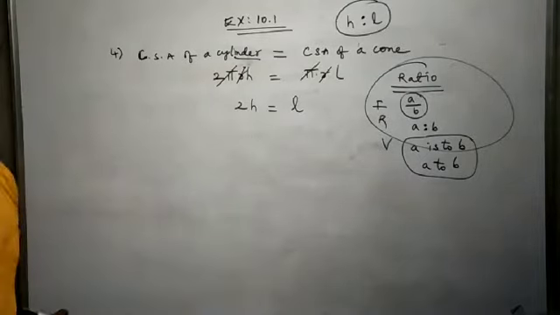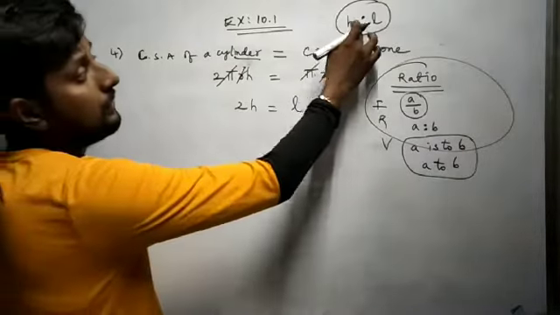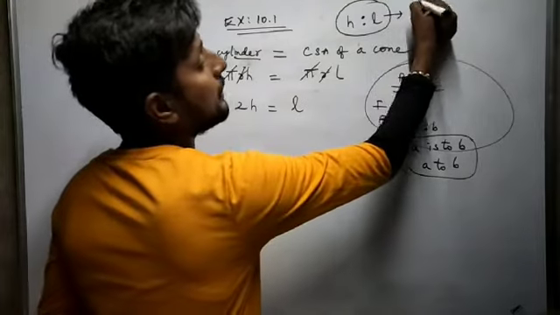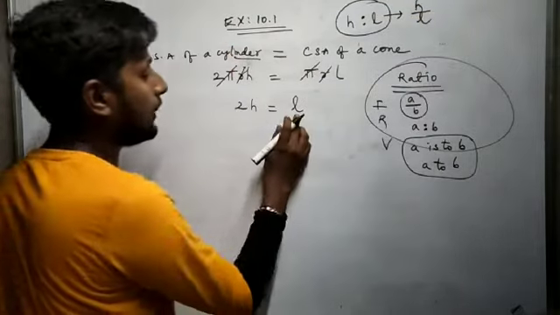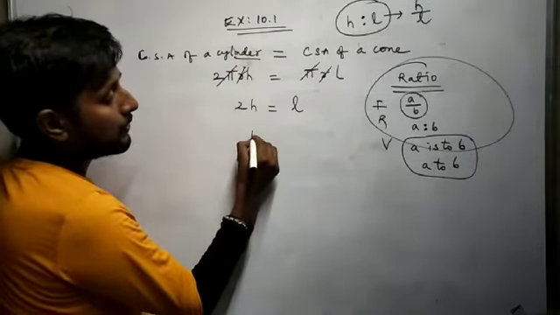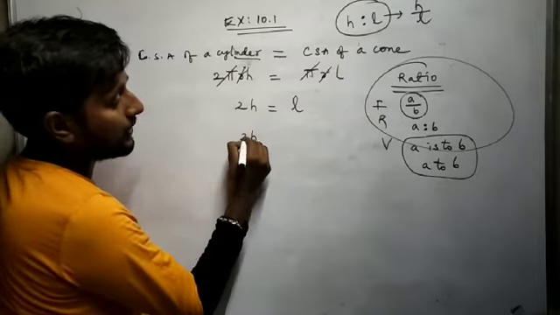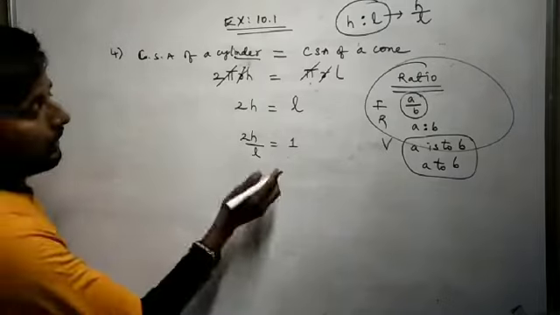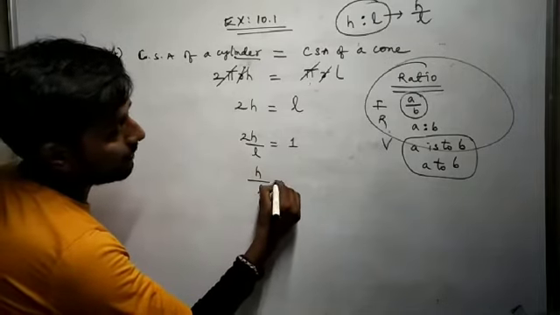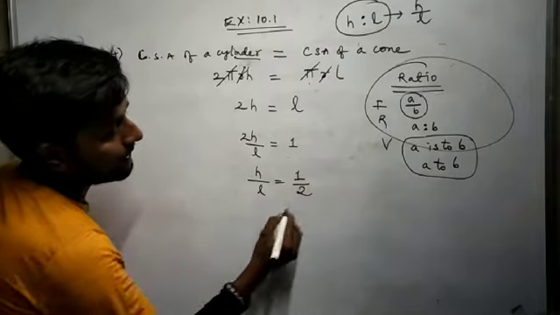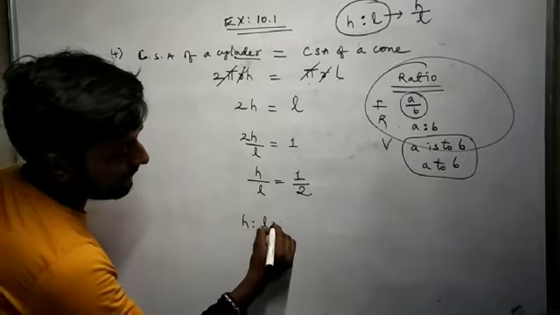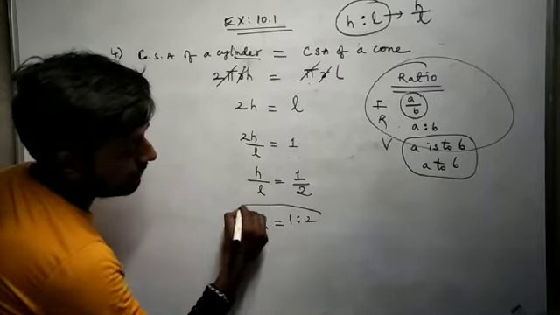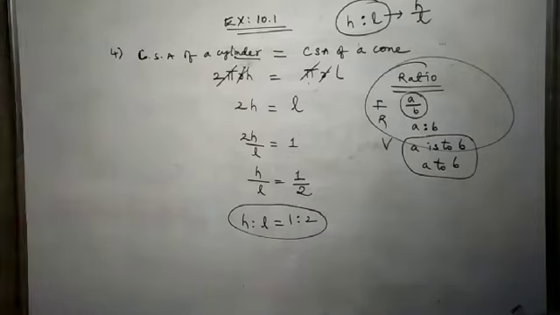Correct? So now we have to find h is to l, which is nothing but h by l. So 2h is equal to l, therefore h by l is equal to 1 by 2. Simple, if you write h is to l, the answer is 1 is to 2. Absolutely, it's right.